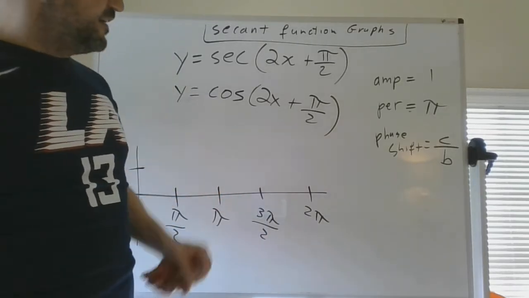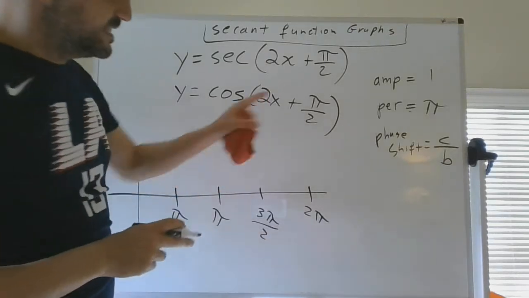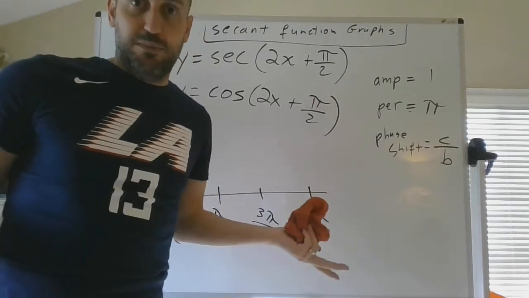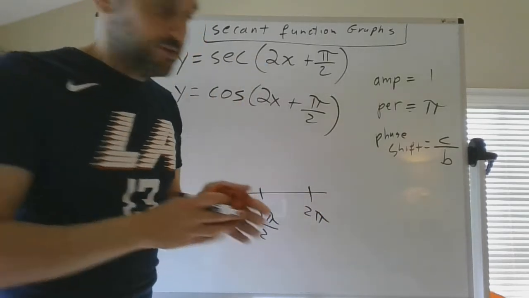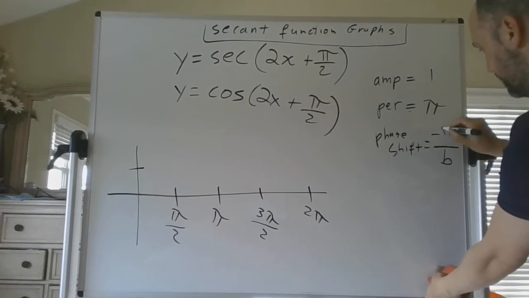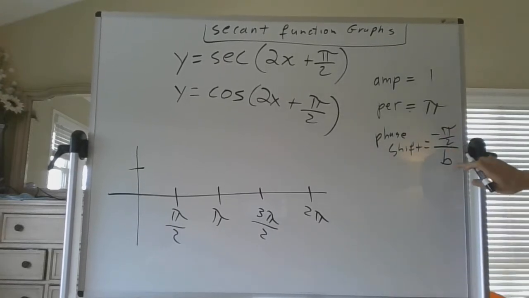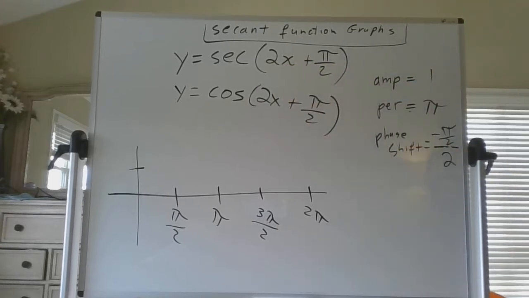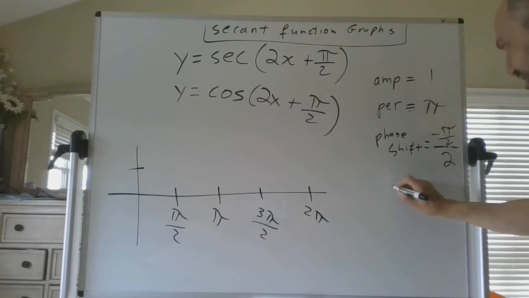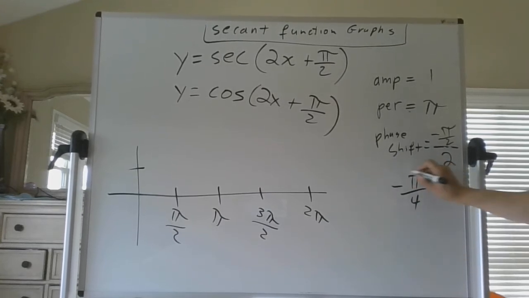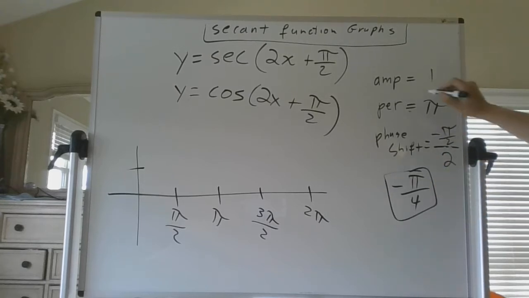And then lastly, phase shift. So please be careful with phase shift, C over B, but be careful. If this was minus pi over 2, our C would be pi over 2. Since it's plus pi over 2, our C is actually negative pi over 2 divided by B, and our B is 2. So negative pi over 2 divided by 2 is going to give us negative pi over 4. That is our phase shift. Okay, so we have our period, our amplitude, and our phase shift.